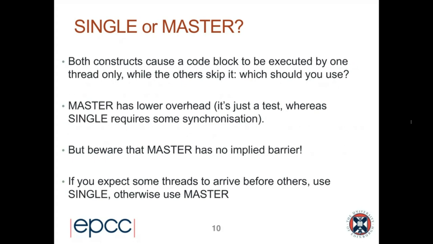However, you need to remember that this asymmetry in that master does not have an implied barrier. So if you want one, you have to add an explicit barrier directive, whereas single has an implied barrier. And if you don't want it, then you can suppress it with the nowait clause.